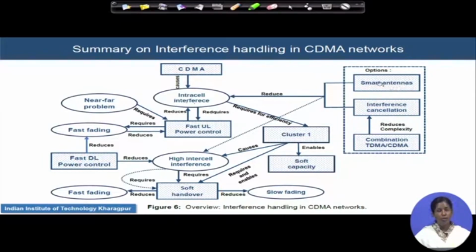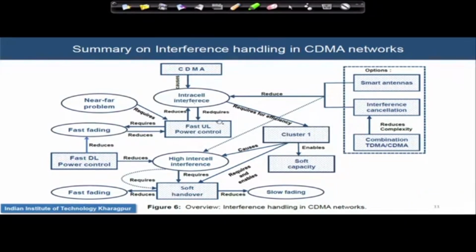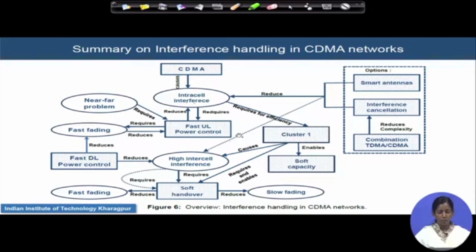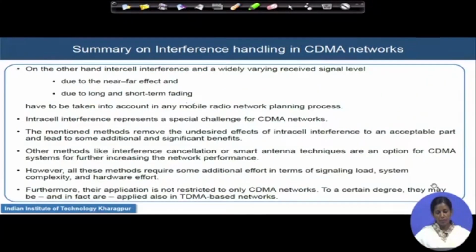So, you do a combination of the different options to handle the interference of the network. That is the suggestion. There is nothing to say that only one kind of solution is applicable to one kind of network. Depending upon the interference experienced in the uplink and downlink, a combination of these options can be implemented to improve the performance. That is the message.